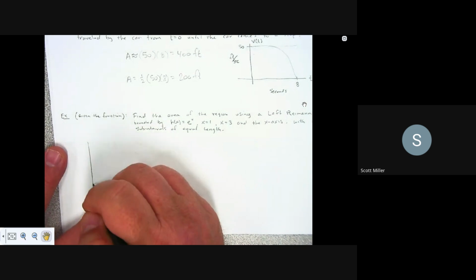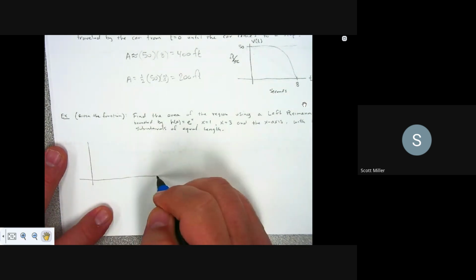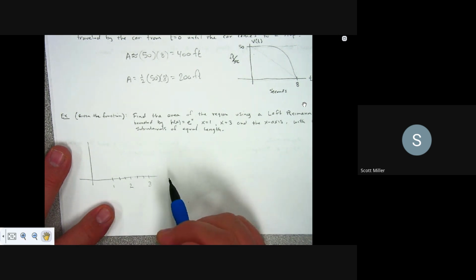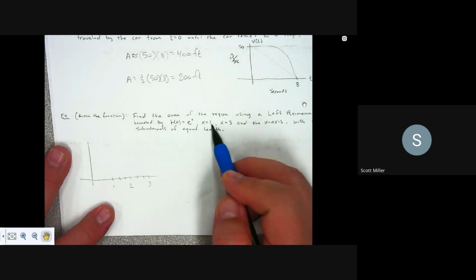Well, I'm going to draw a quick sketch of it. It doesn't have to be perfect, it's just used to represent what you're going to do. It is an e function. I'm going to go between 1 and 3. I need to cut this into 6 equal pieces. That means each of these has to be cut up into 2 more. So I have 1, 2, 3, 4, 5, 6 subdivisions. I don't need to plug them all in there. I'm just basically going to plug in 1 and 3.